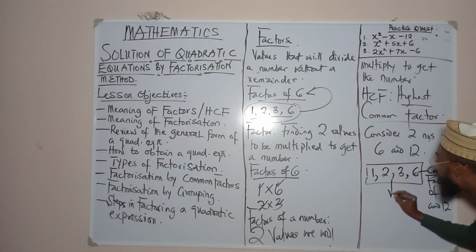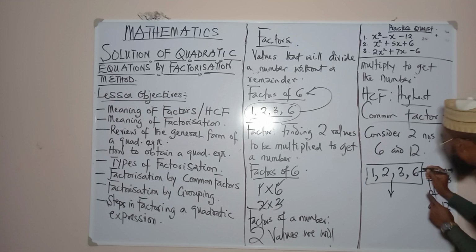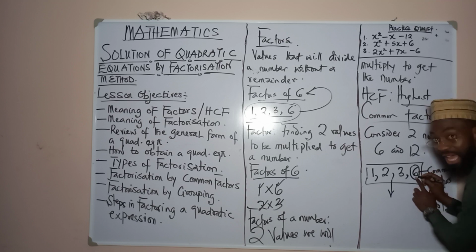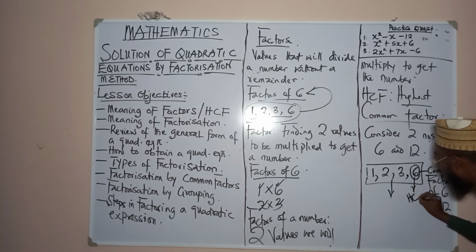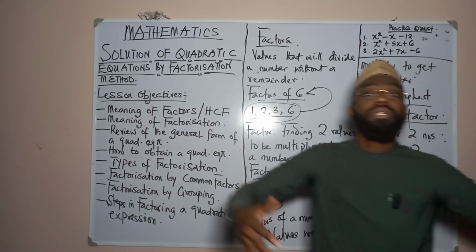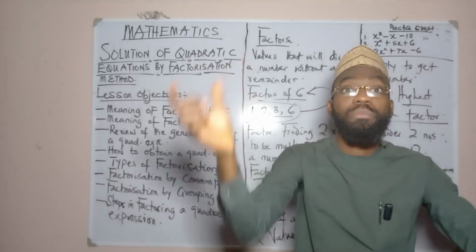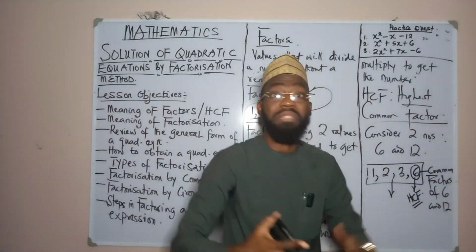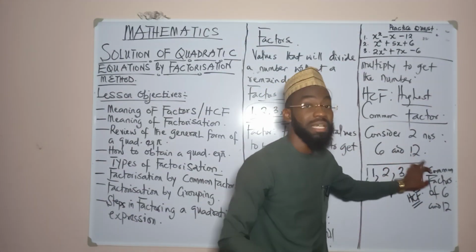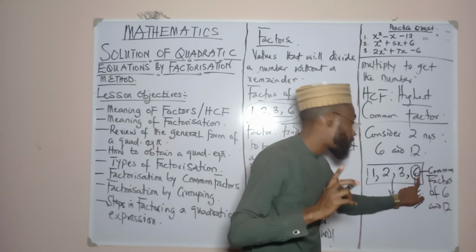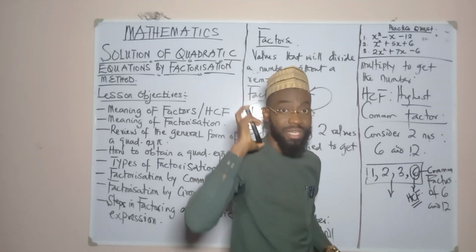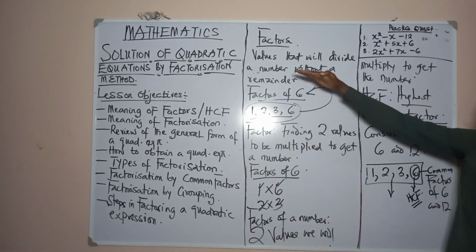Now, among these common factors, notice something very important. This 6 here is the highest one. So, since this 6 here is the highest one, we call this one the HCF. So, what is the HCF? HCF is simply the biggest common factor among the common factors of 2 or more numbers. The biggest one among them. So, once you find the common factors of 2 numbers, just pick out the biggest one. That biggest one, or the greatest one rather, is called the HCF.